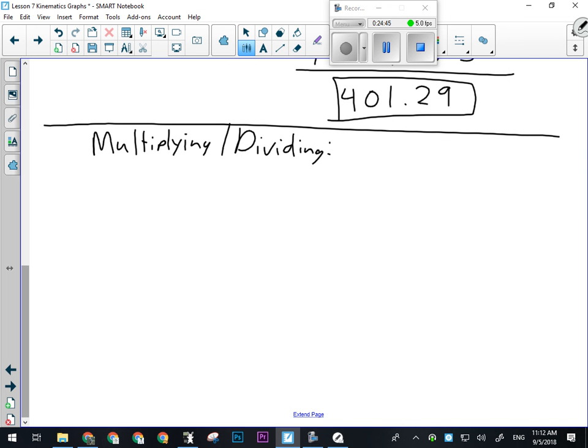If you're multiplying or dividing, you simply go by the lowest number of significant figures.